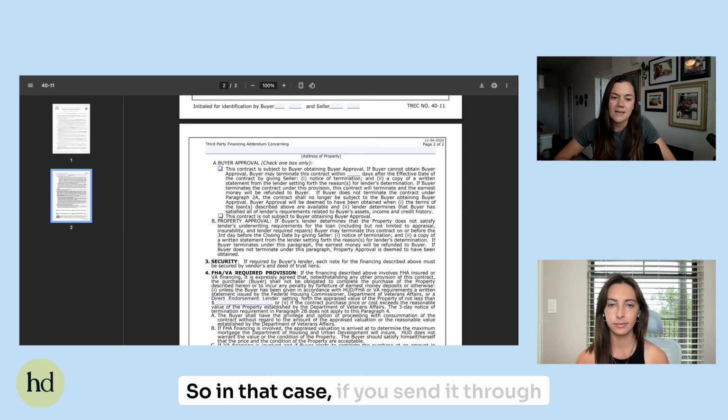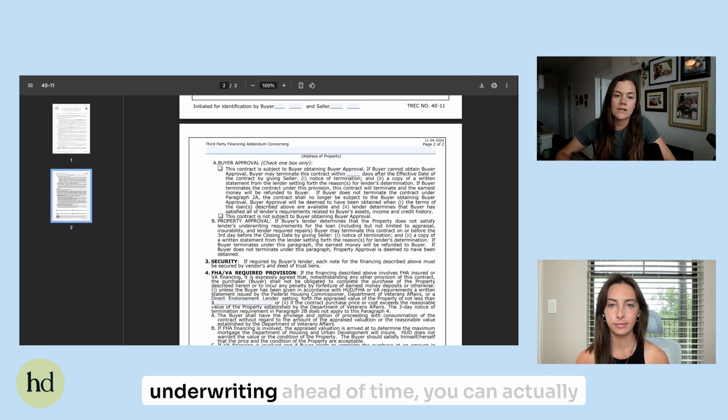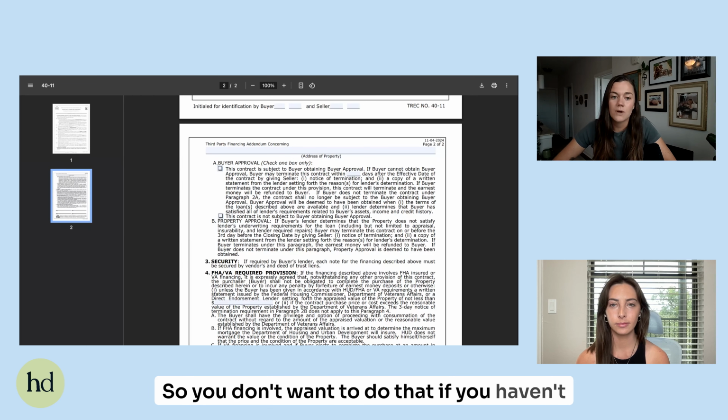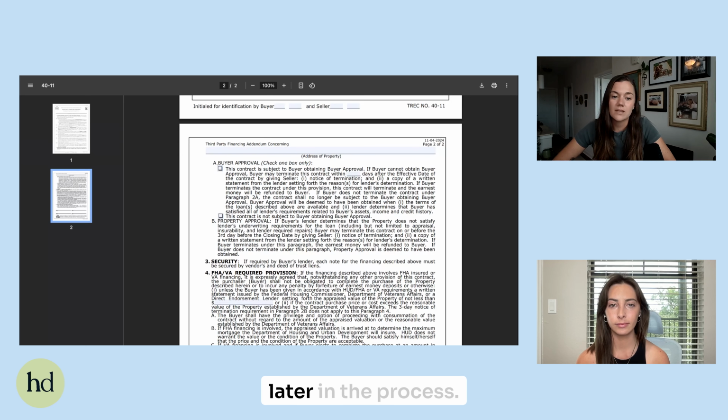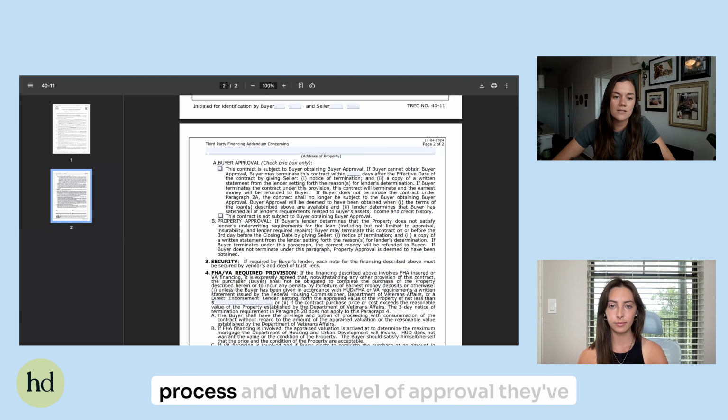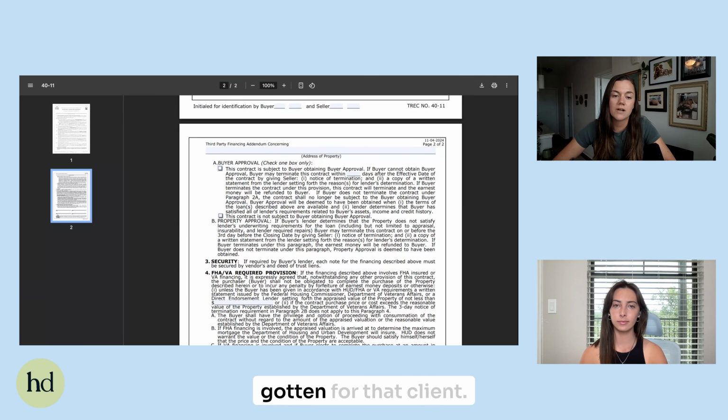So in that case, if you send it through underwriting ahead of time, you can actually select that second option where it's not subject to buyer approval, meaning you're waiving that financing contingency. So you don't want to do that if you haven't sent the loan through underwriting because you just have no way of knowing. There's always things that could pop up later in the process. So again, it's going to depend on your lender's process and what level of approval they've gotten for that client.